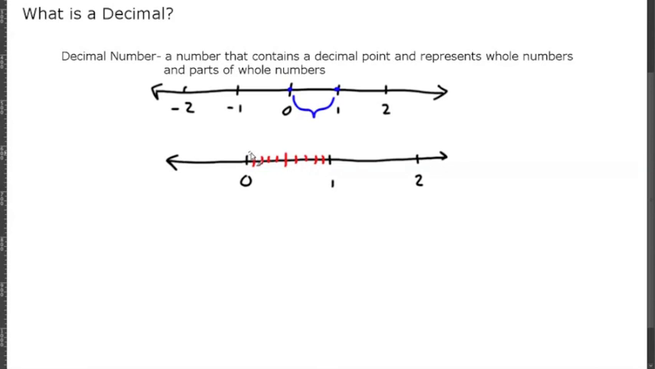So this right here would be 0.1. The next line over would be 0.2. Next one over, 0.3, and so on. So that would be 0.4. This middle one would be 0.5. Then it goes to 0.6, 0.7. I'll write down 0.8 for you to see, 0.9, and finally to 1.0, which is the same thing as 1.